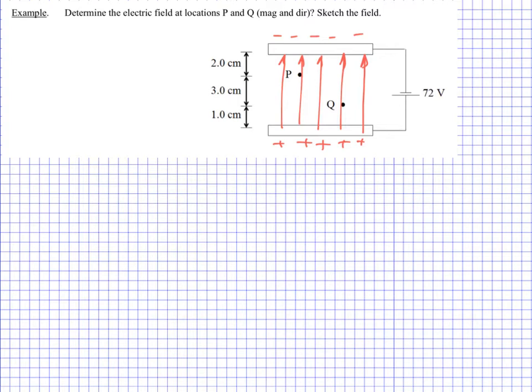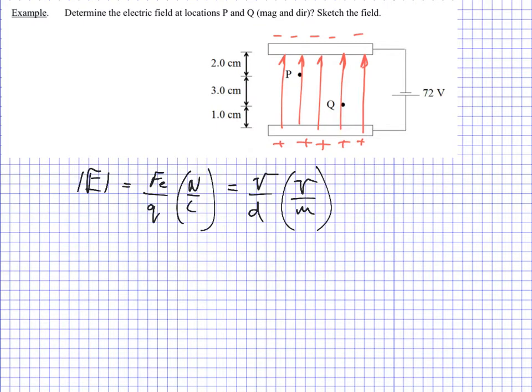We're asked to determine the electric field at locations P and Q. Well, what do we know about electric fields? We know that we can say an electric field in absolute values, so we ignore the positives and negatives. So the electric field here is either going to be the electric force over a charge, which would be the units newtons per coulomb, or we could talk about voltage over distance, which would be volts per meter. Both of these are legit for electric fields.